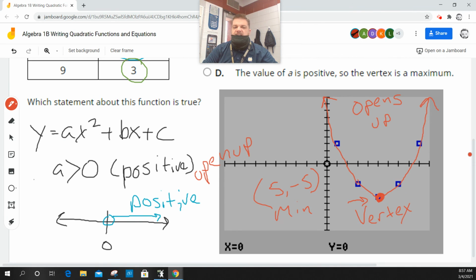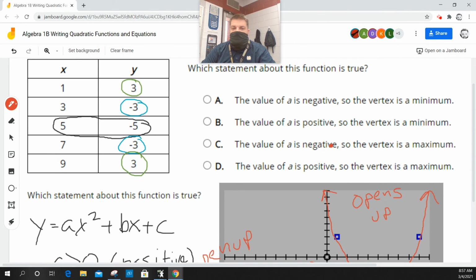What causes it to open down? If A is negative. So when option B says the value of A is positive, so the vertex is a minimum, guess what? That's true. It says the value of A is negative, so the vertex is a maximum. If A is negative and it opens down, yeah, that's true, but it doesn't pertain to this question, right? It says about this function. We got to be careful.